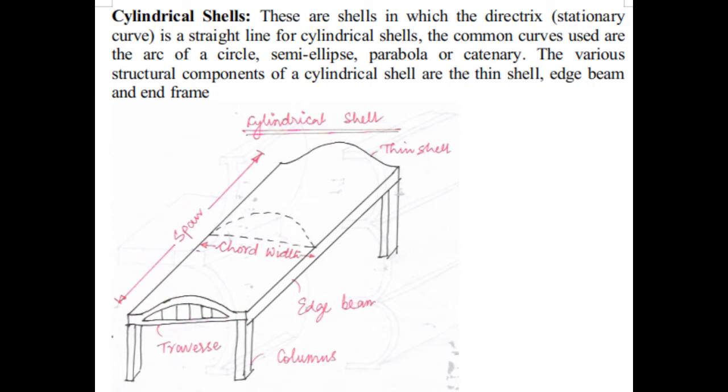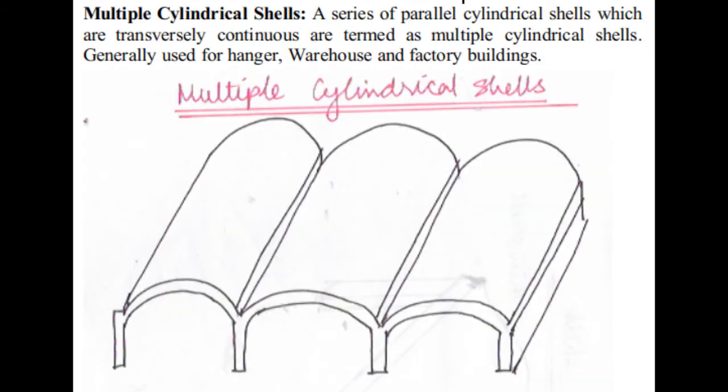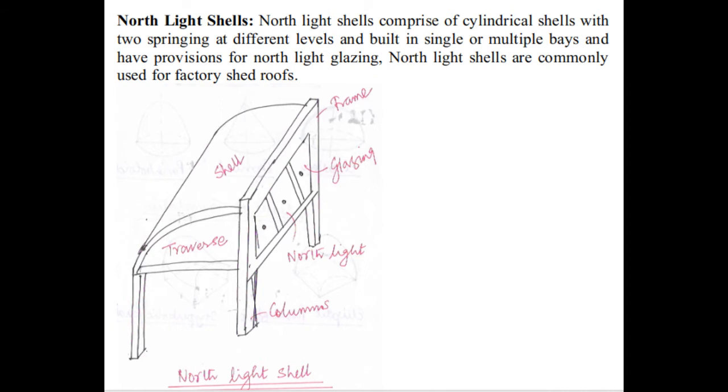Next is the multiple cylindrical shells. Here a series of parallel cylindrical shells are there. They are transversely continuous, not longitudinally, but transversely they are continuous. They are used generally for hangar, warehouse and factory buildings. Another example is the north light shells. They consist of a cylindrical shell with two springings at different levels and are built in single or multiple bays and have provisions for north light glazing. North light shells are commonly used for factory shed roofs.